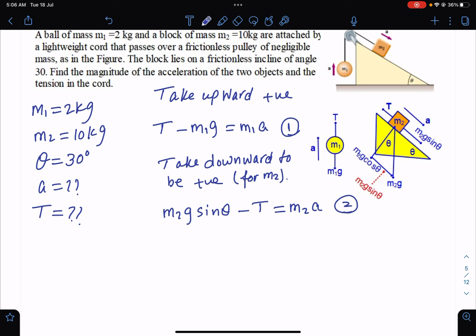And now we're going to add equations number 1 and number 2. Here is positive T and here is negative T. They fade away. So the T's will go away. And we're left with the driving force, which is M2 g sine theta, it's here, minus M1 g, which is this one, equals M1 a plus M2 a.